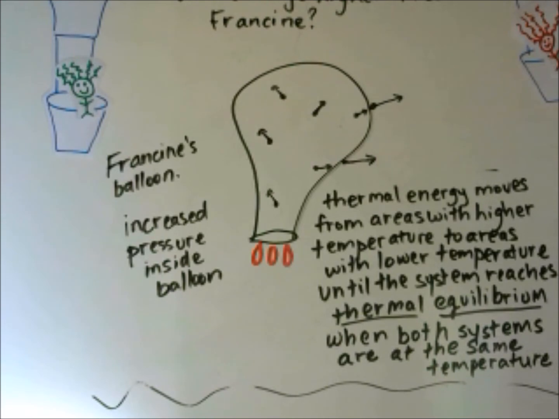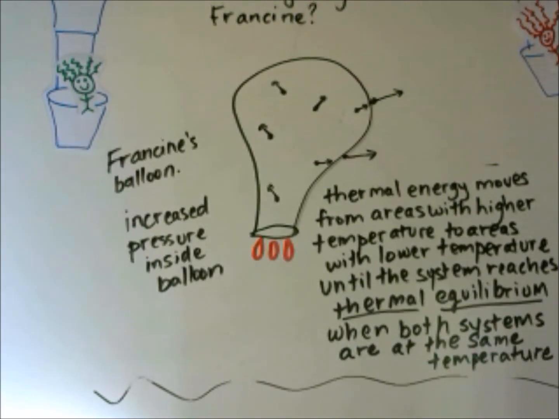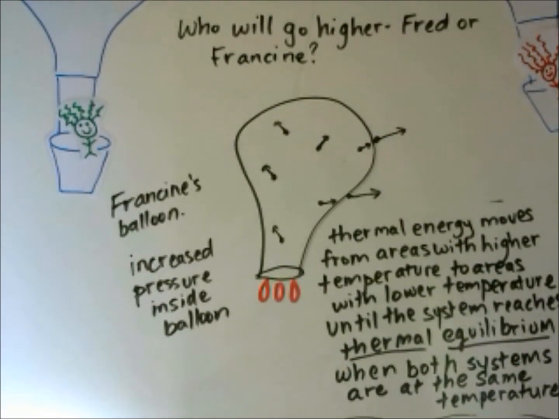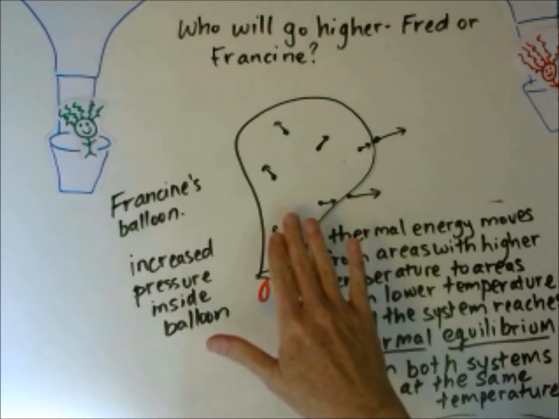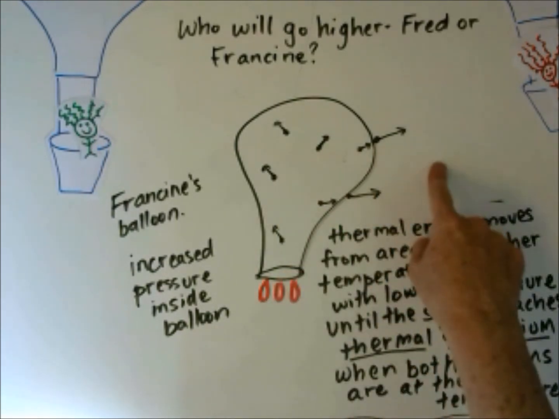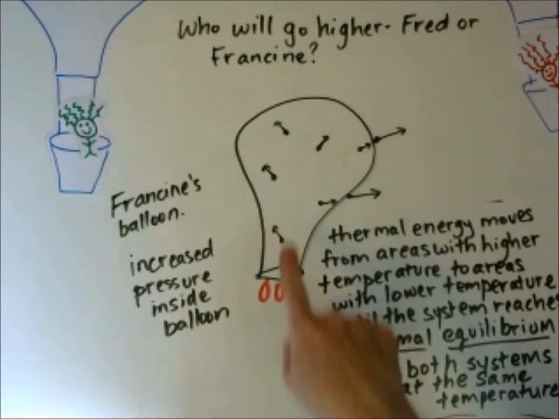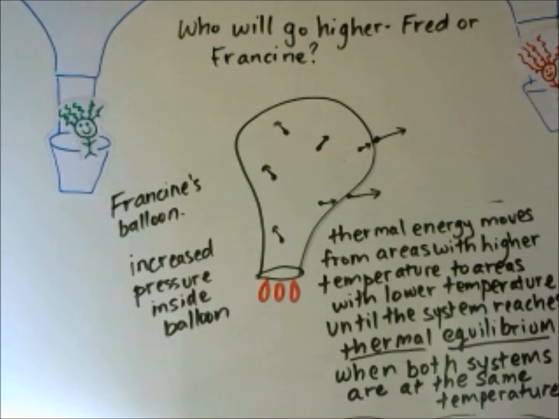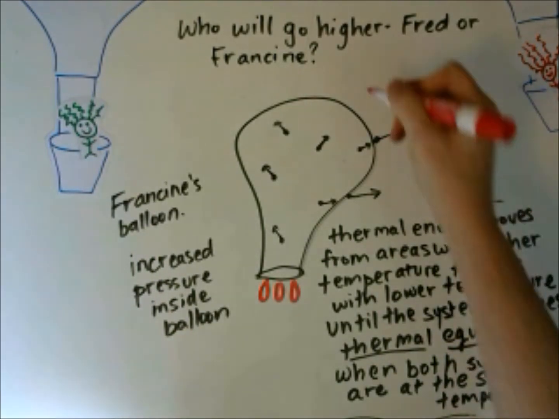So the answer, who will go higher, Francine or Fred? Well, Fred has a continuous supply of propane. He can continue to heat his balloon, and so even though some of the thermal energy gets lost, he'll continue to add more heat, and he will be able to fly higher than Francine.